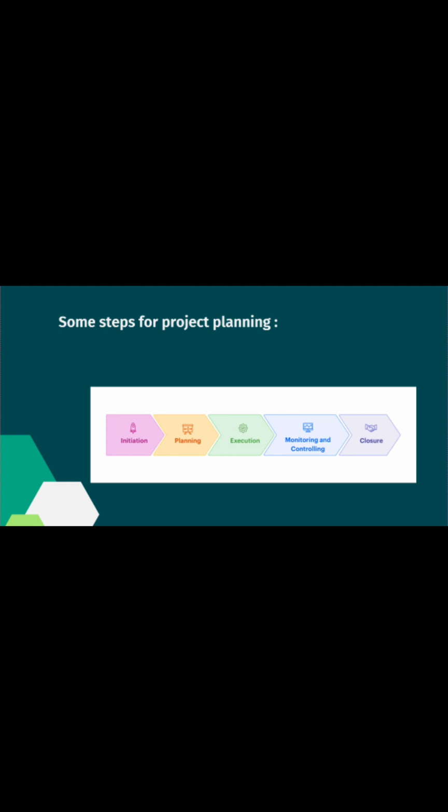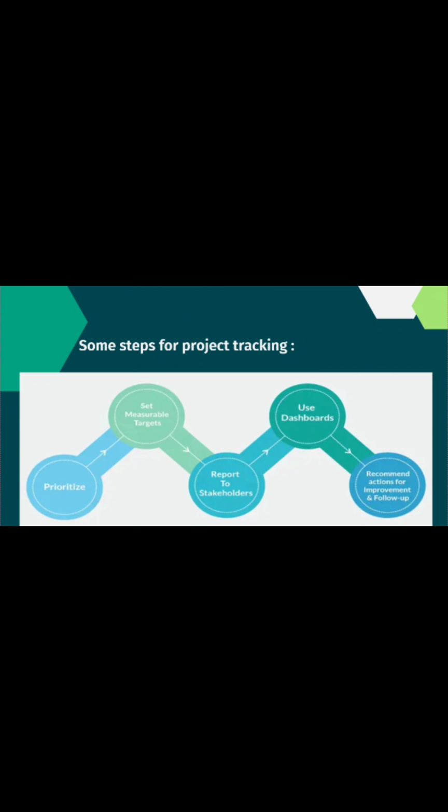So, our next topic is some steps for project tracking. There are 5 major steps for project tracking. First is priorities. What are the priorities for the project tracking?